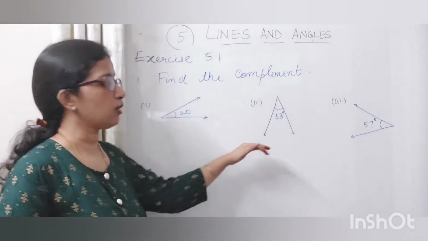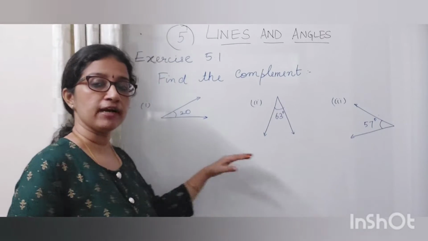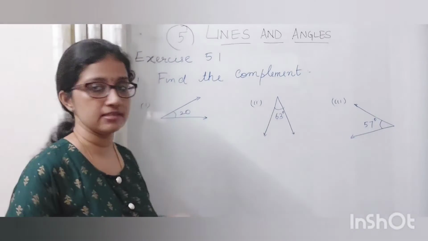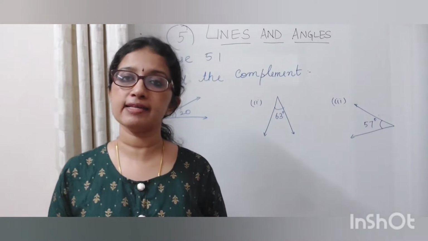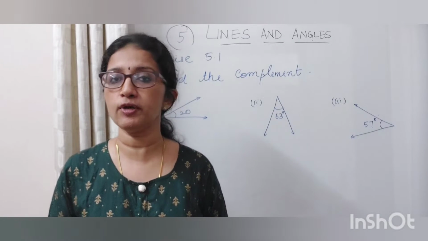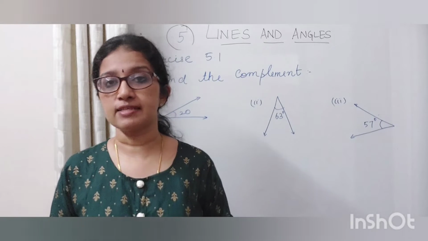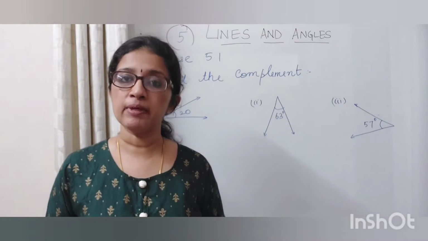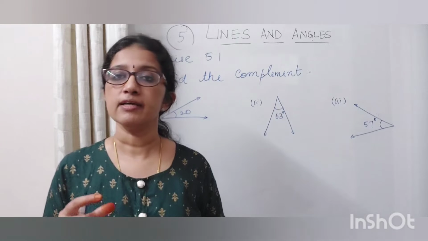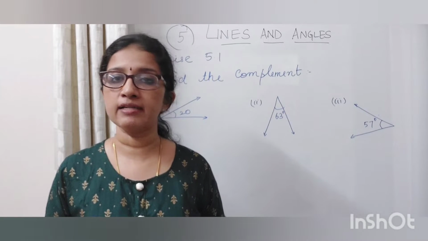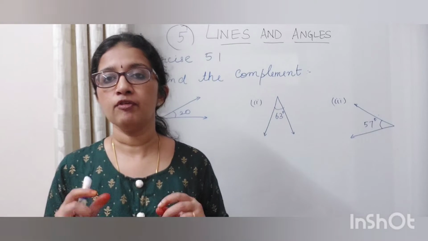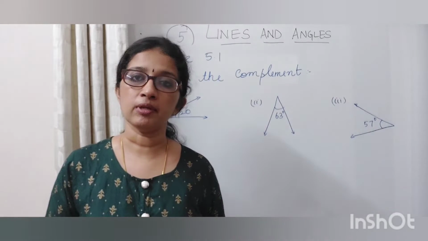They've given three angles and we have to find the complement of these angles. What do you mean if you say that two angles are complement to each other? That the sum of the measurement of these two angles is equal to 90 degrees, right? So if the sum of two angles is equal to 90 degrees, we call the angles complements.